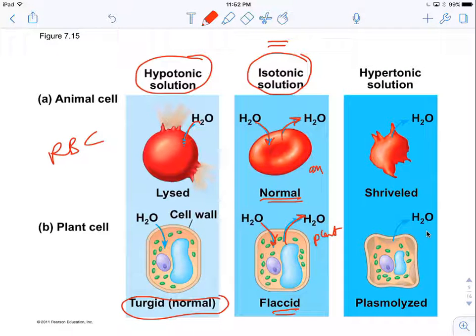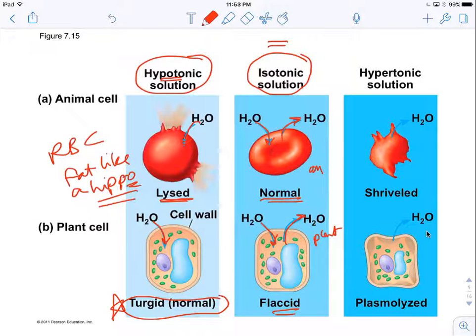And the cell will swell until it bursts or lyses. Okay. And an easy way to remember hypotonic solution is, in a hypotonic solution, the water moves in and the cell gets fat like a hippo. Okay, hypotonic, like a hippo. Okay, and then this solution where the water moves into the cell in a hypotonic solution, this is normal.